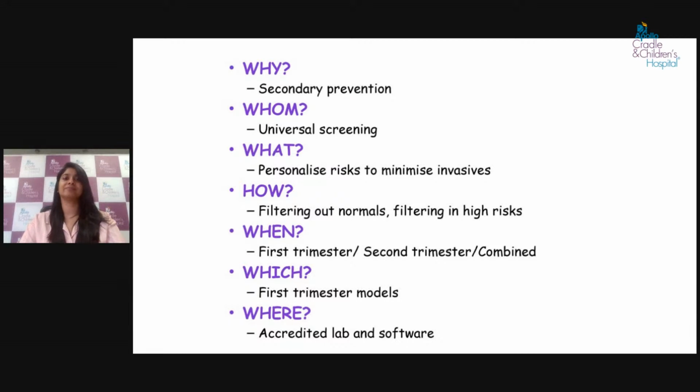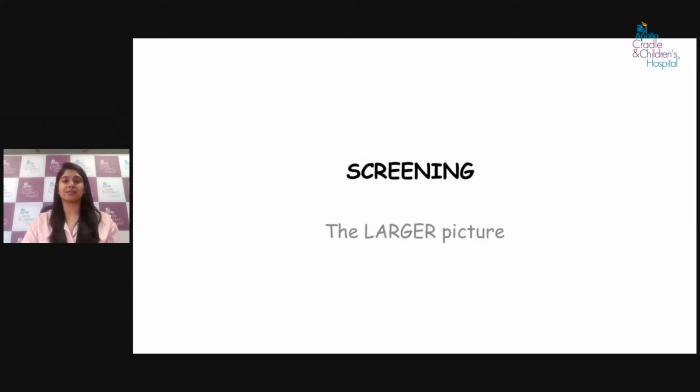Why do we have to do screening? It is secondary prevention. Whom do we do it for? Everybody, it's a universal screening. It personalizes risk. The reason for doing it is that it reduces the risk of invasive procedures, by filtering out normals and filtering in high risk. When? First trimester, second trimester, and combined. Where do we do it? In good accredited labs and software.